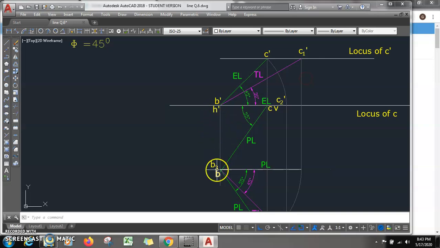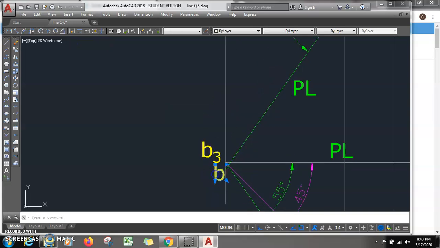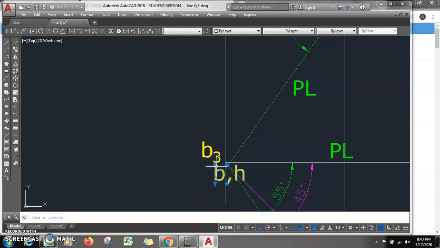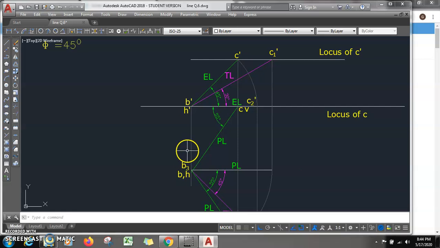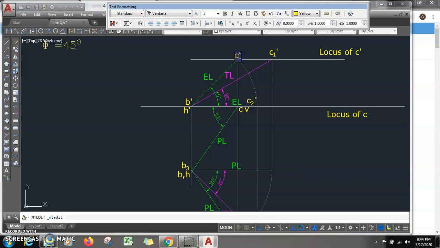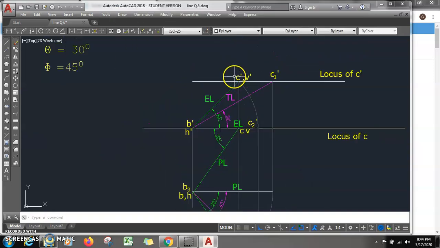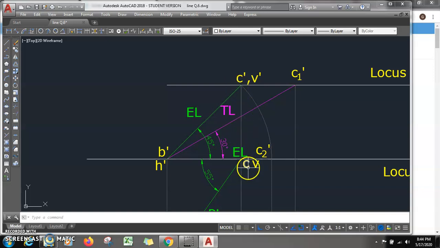From H dash draw a vertical on the opposite line, and you will get point H. You can see at point B itself there is point H. So this is B comma H. H dash H is your HT. Point V dash will be at point C dash itself. So this is your VV dash, the distance from V to V dash, and this is your VT. From point V, draw a vertical on the opposite line and you will get this.